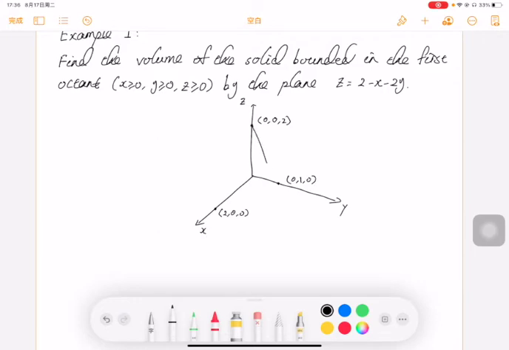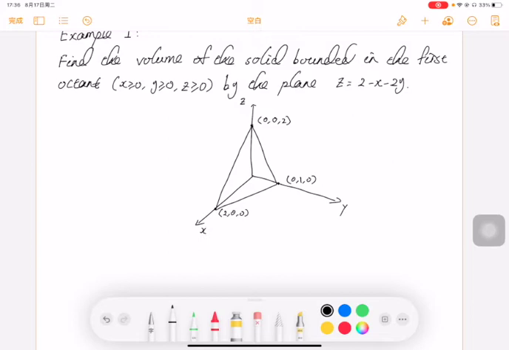Now we just connect these 3 points, and this is the plane that we are given. You need to have a little bit of three-dimensional imagination. This is a plane that's covering the corner.